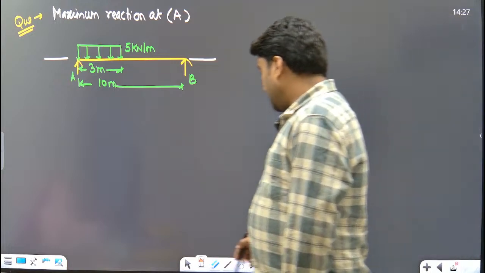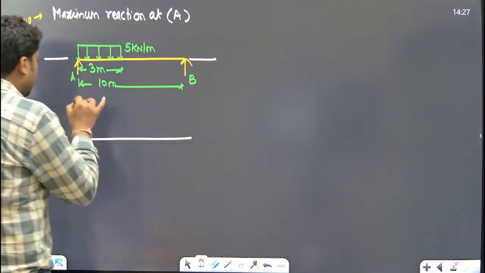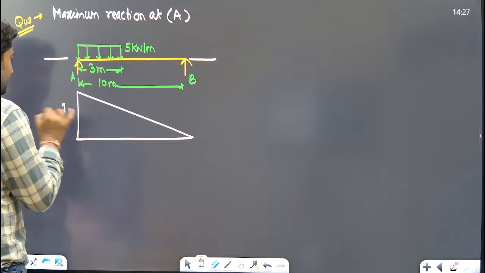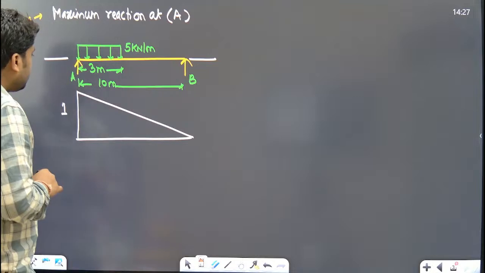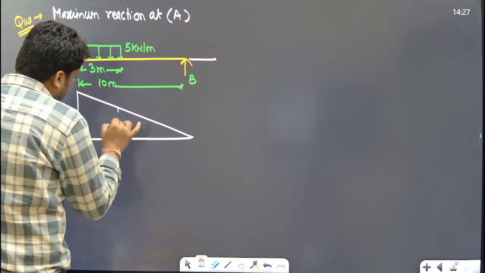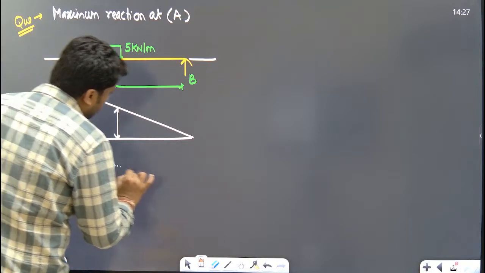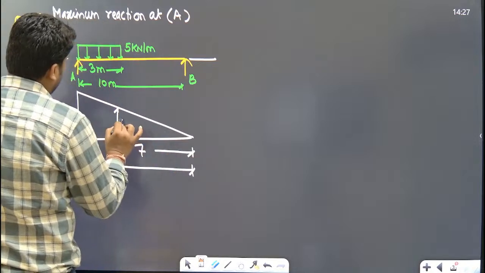Now look, if you want to find this maximum reaction, remove the reaction and lift this beam by 1 unit. Yes or no? Clear? Now ahead of the 3 meter, if this is 10 meter, the coordinate is 1. So at 7 meter, what will be the coordinate? This will be 0.7.